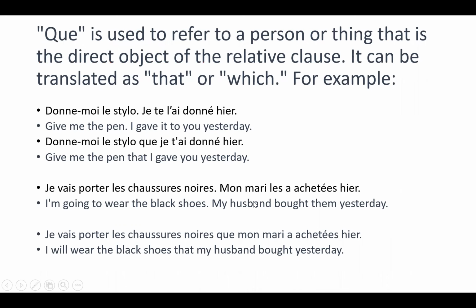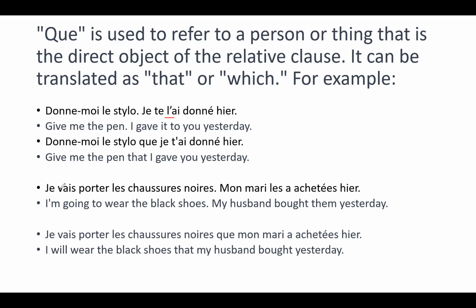So there are two sentences, and in the second one you can say that le is a direct object. So we'll replace the direct object with que. So donne-moi le stylo que je t'ai donné hier. Give me the pen that I gave you yesterday. So donne-moi le stylo. Que means that. Okay, I gave you yesterday.